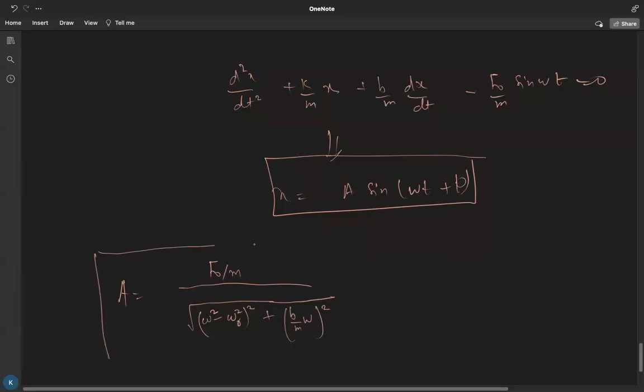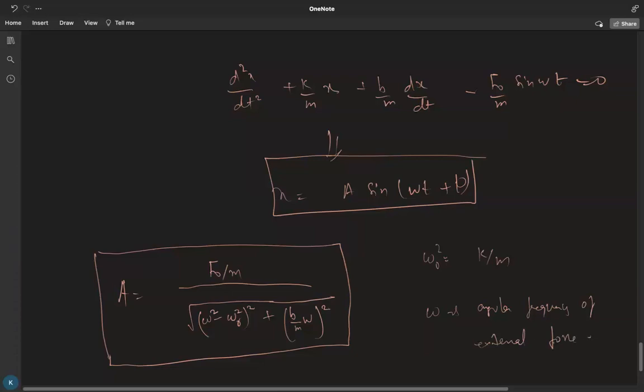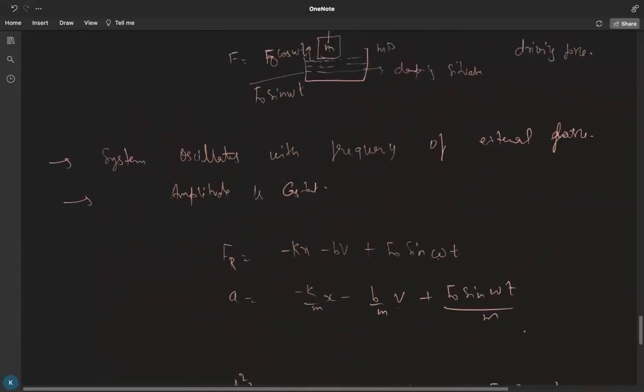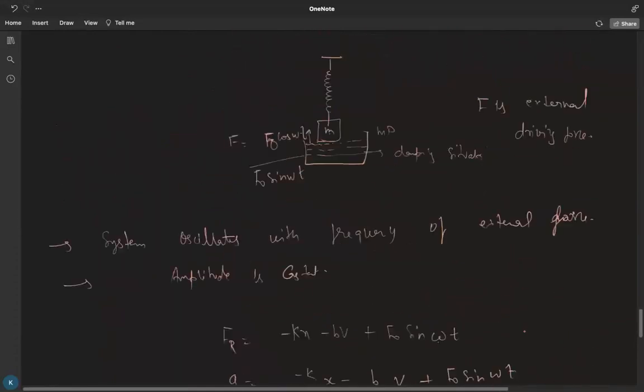So this is the amplitude of the system. Let me write it here. What is omega naught? Omega naught is still our square root of k by m. And what is omega? Omega is the angular frequency of the external force, the external driving force. This is the thing that I want to tell you.